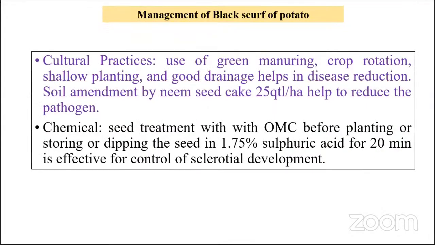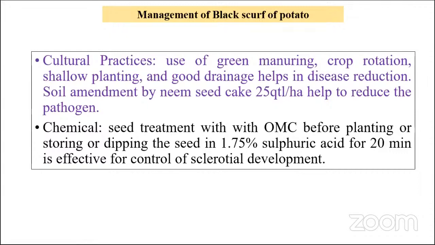For management of black scurf of potato, we need to follow cultural practices: use of green manuring, crop rotation, and shallow planting. If we allow the field to have more moisture, the pathogen will get perpetuated and developed. Therefore, the field should be well drained, which helps in disease reduction. The field can be amended with organics, that is neem seed cake, at approximately 25 quintals per hectare, which will ultimately help in reduction of the pathogen in the field condition.